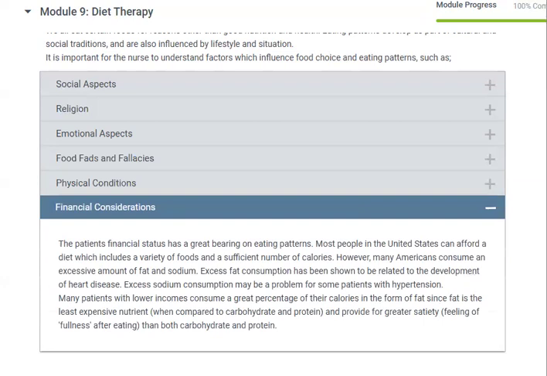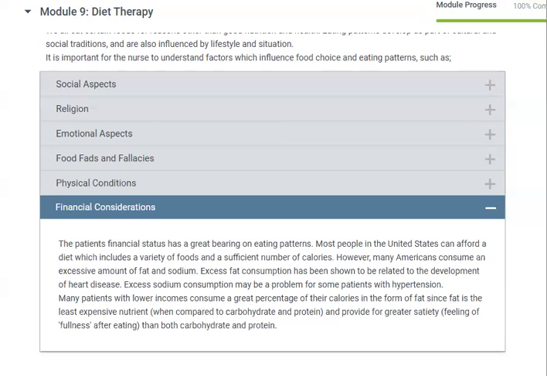Financial considerations. The patient's financial status has a great bearing on eating patterns. Most people in the United States can afford a diet which includes a variety of foods and a sufficient number of calories. However, many Americans consume an excessive amount of fat and sodium. Excess fat consumption has been shown to be related to the development of heart disease. Excess sodium consumption may be a problem for some patients with hypertension.